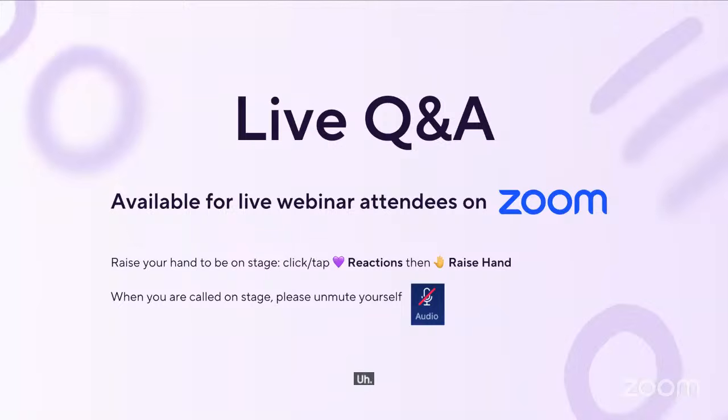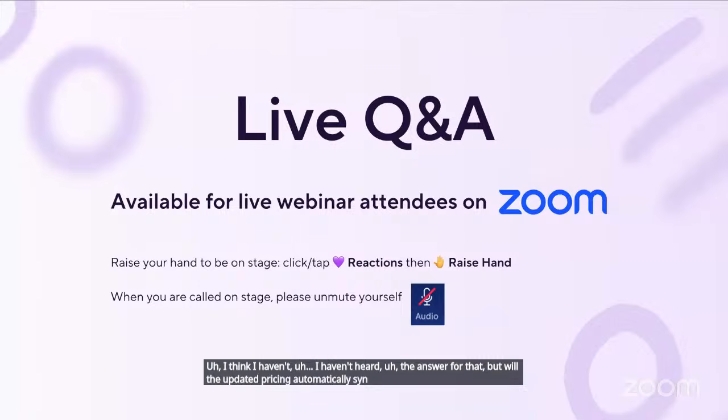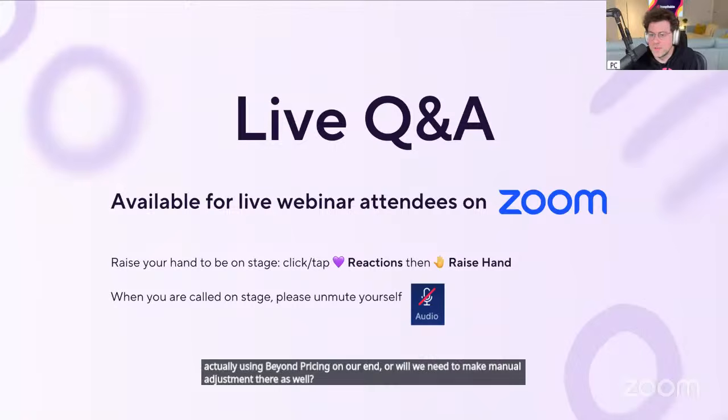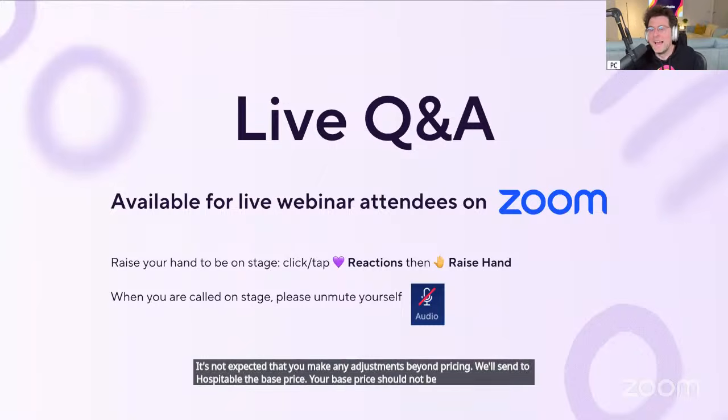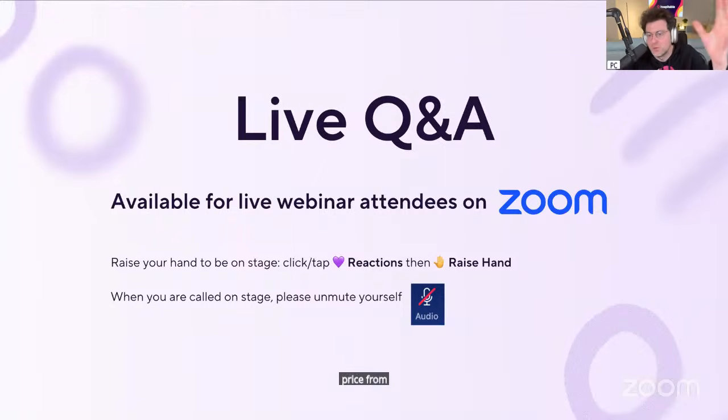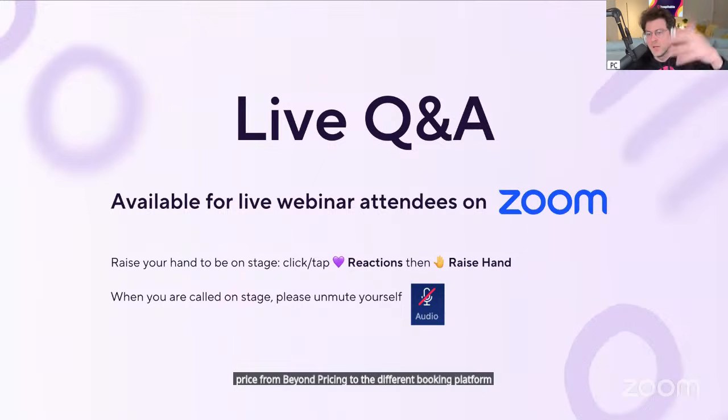Hello. I haven't heard the answer for that, but will the updated pricing automatically sync with our current pricing tool we're actually using, Beyond Pricing, on our end, or will we need to make manual adjustments there as well? It's not expected that you make any adjustments. Beyond Pricing will send to Hospitable the base price. Your base price should not be changing. And we will push that price from Beyond Pricing to the different booking platforms, including Airbnb, with the markup rate.